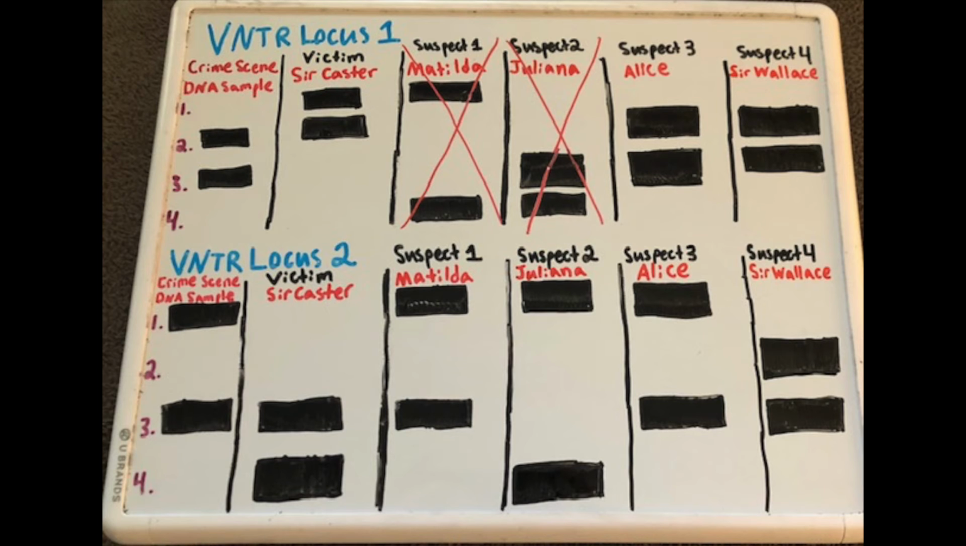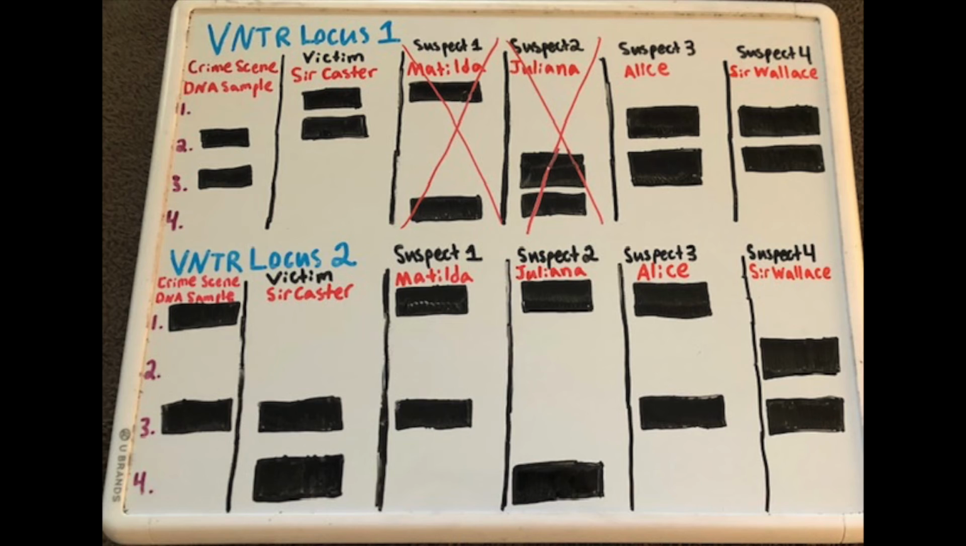For our VNTR locus 1, we can see that our crime scene DNA sample has alleles that match the alleles for Alice and Sir Simon Wallace at point 2 and 3 respectively. This means that both Alice and Sir Simon Wallace are still considered suspects in this investigation. For our two other suspects, Matilda and Juliana, their alleles don't match up to the crime scene DNA samples, so they can automatically be excluded from the suspects list.